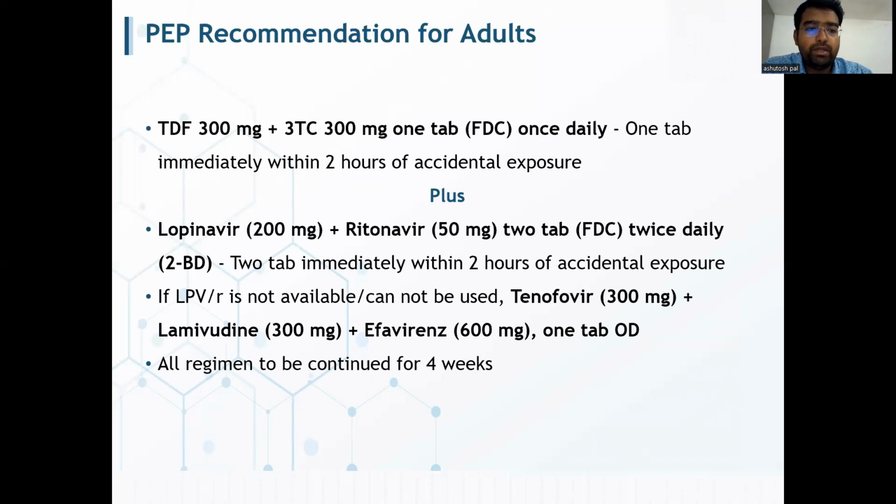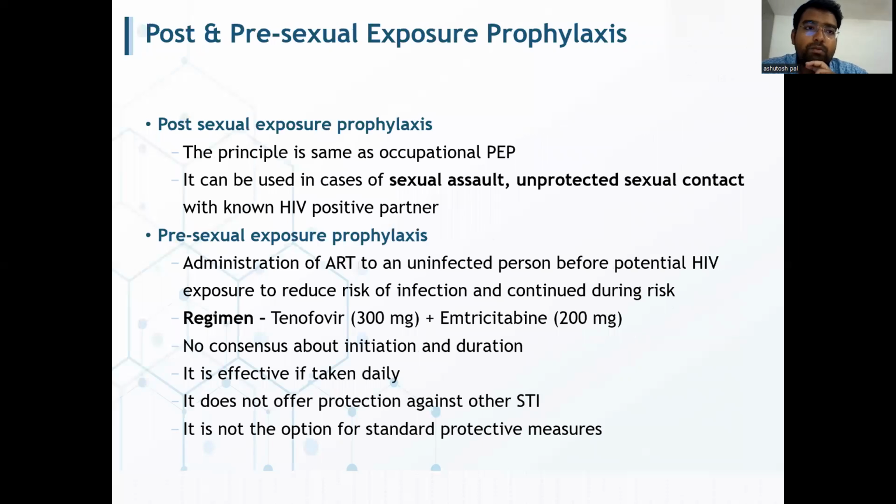If lopinavir/ritonavir is not available or cannot be used, tenofovir, lamivudine and efavirenz, 1 tablet OD, can be given. These should be continued for 4 weeks. Now, post sexual exposure prophylaxis. The principle is the same as PEP. It can be used in case of sexual assault, or unprotected sexual contact with a known HIV positive partner.